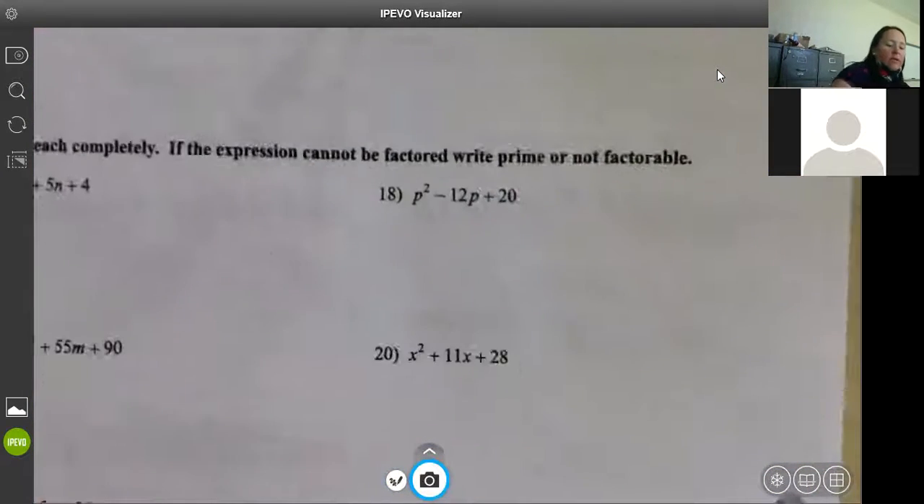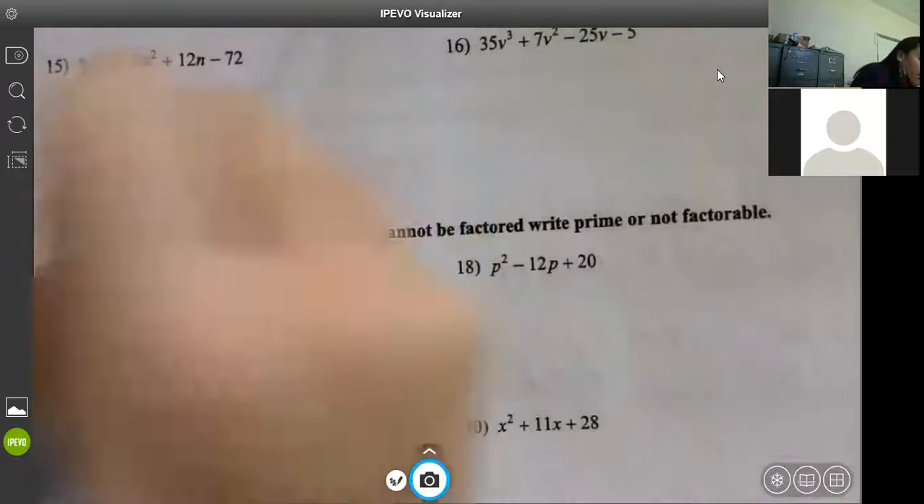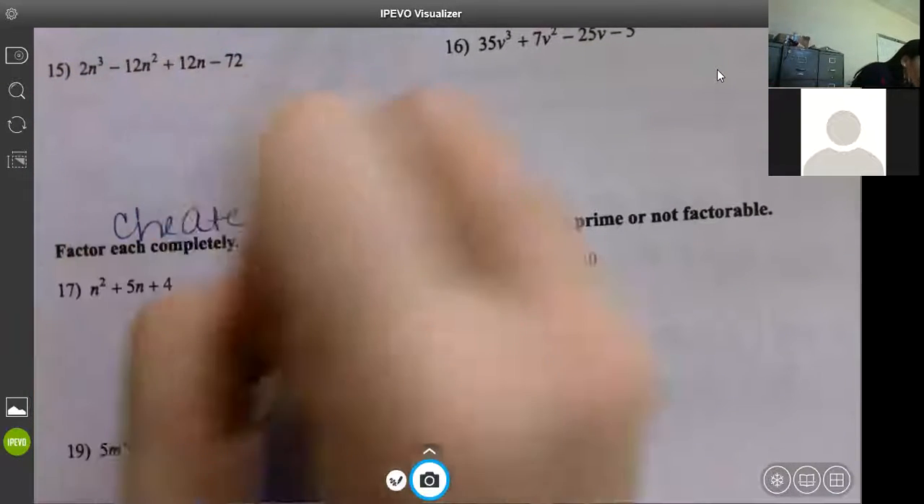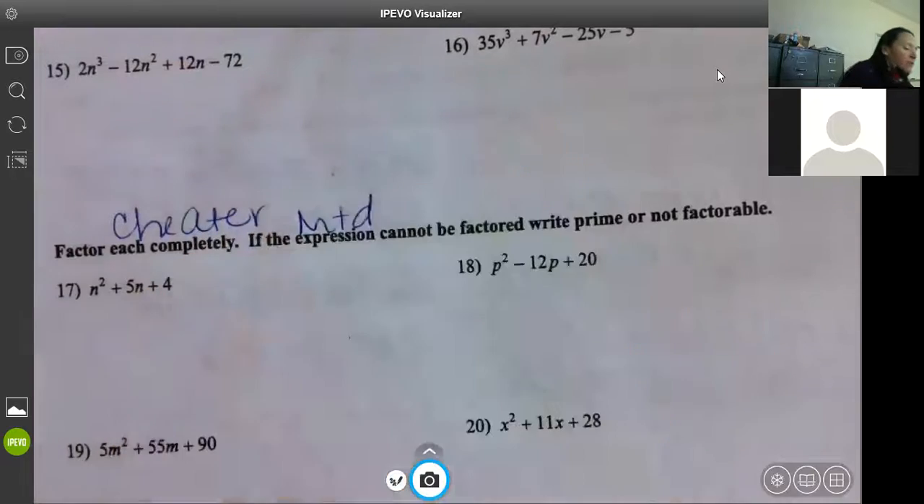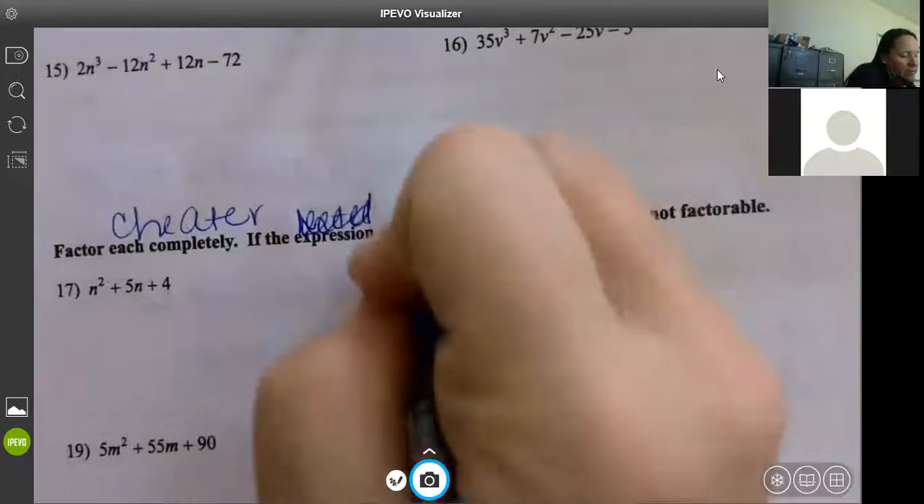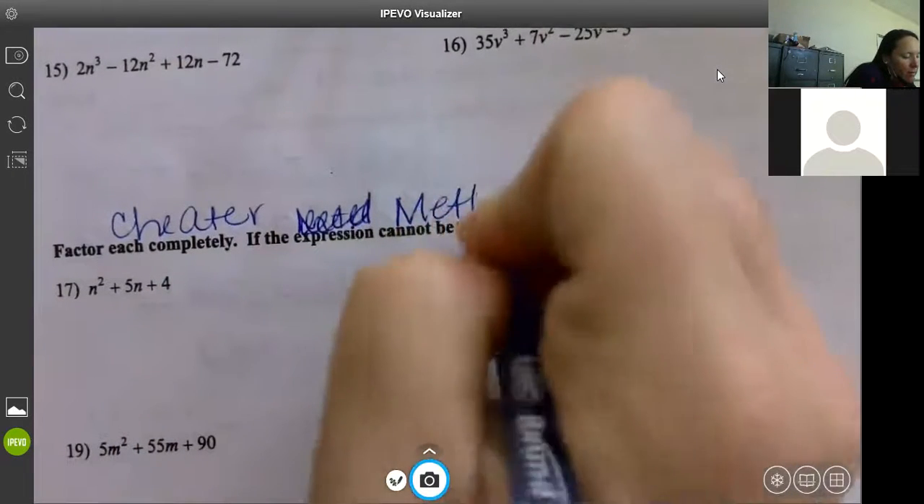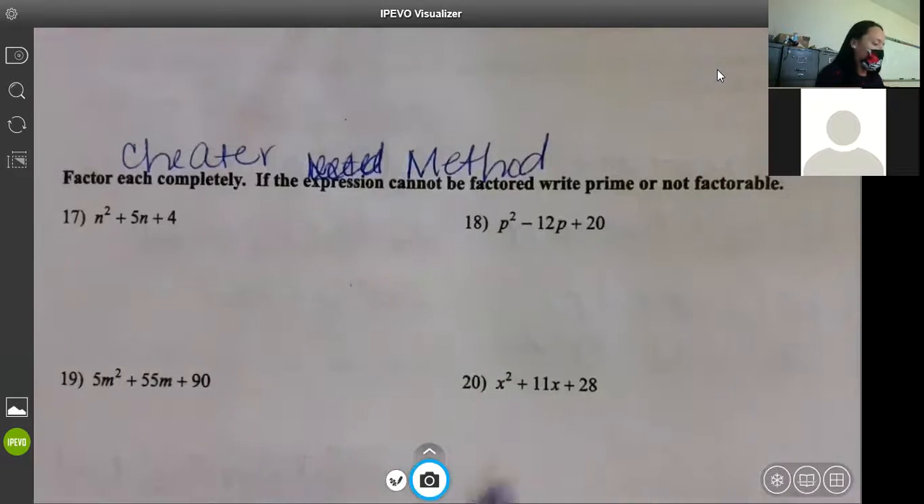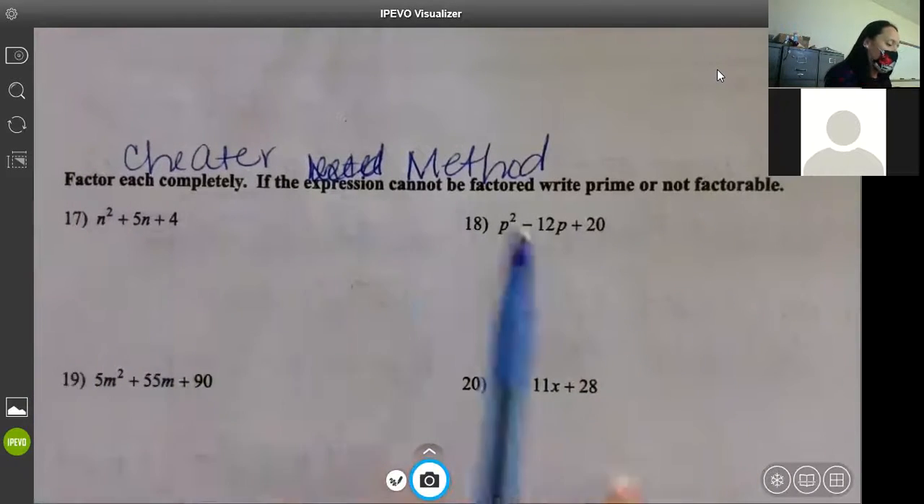And then this one, you've had me before, or maybe your sister's had me before. I'll write it out. So right now, I call this one the cheater method. It is really quick. Okay, that's real quick. So the reason it's called cheater method, and we don't have a number in front.